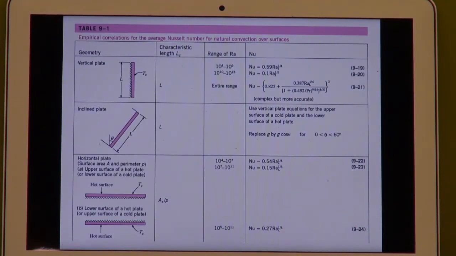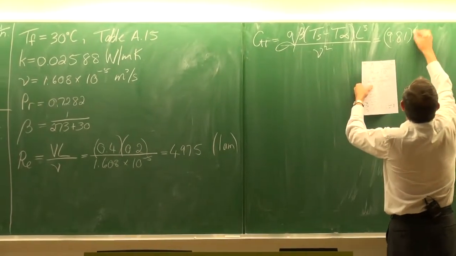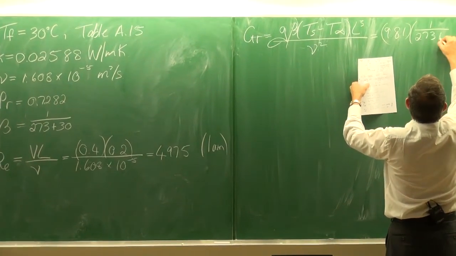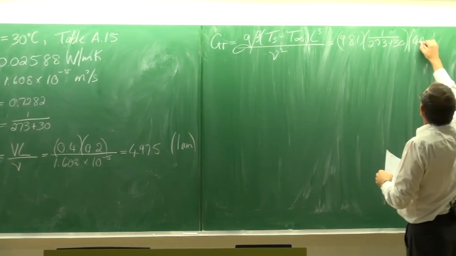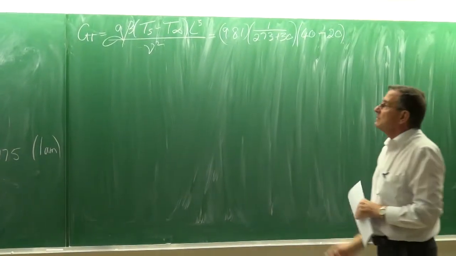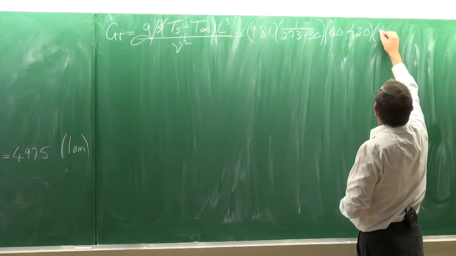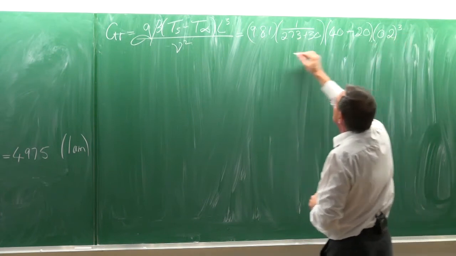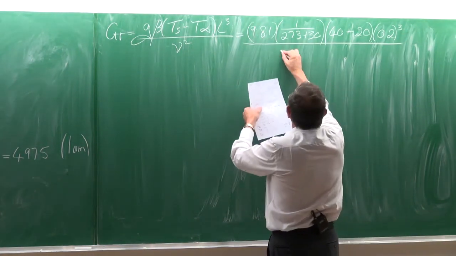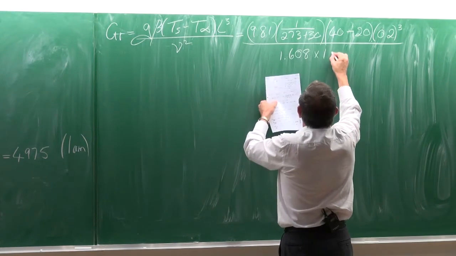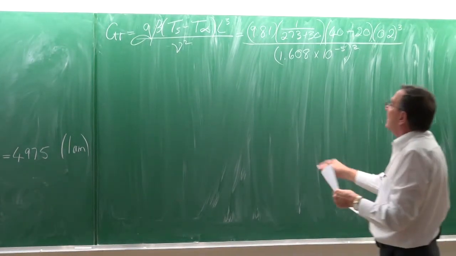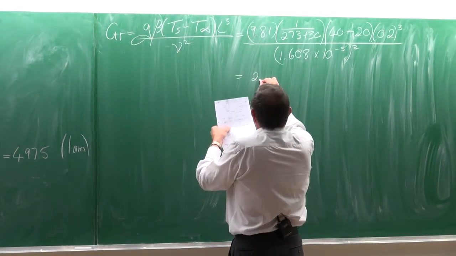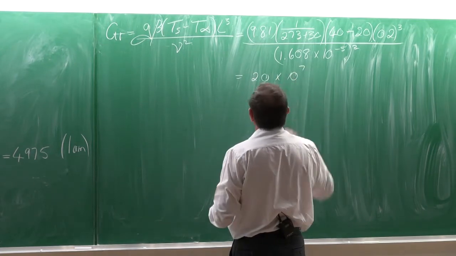So the Grashof number is equal to 9.81 multiplied by 1 divided by 273 plus 30 for beta. The surface temperature of the plate is 40. The environment temperature is 20. And the characteristic length is 0.2 to the third divided by the kinematic viscosity, 1.608 multiplied by 10 to the minus 5, squared. And the result is equal to 2 multiplied by 10 to the 7.